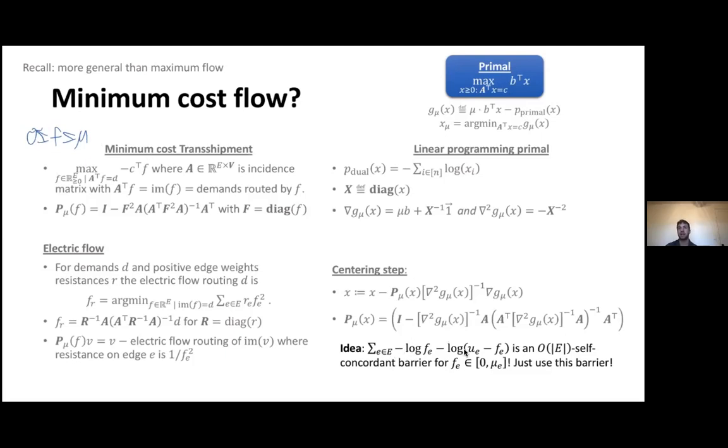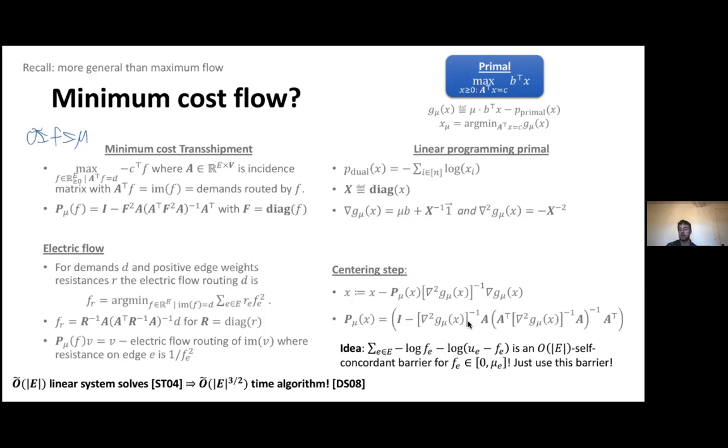So you could run the same method, just replacing the barrier with this barrier function. Essentially, the same analysis would apply. So you need the dual version of everything that I said that handles the linear constraints. And this is an O of E self-concordant barrier, so this would give a root E iteration method. And just as we discussed last time, every iteration of this method is doing a simple gradient operation. It's just looking at 1 over f_e and 1 over (mu_e minus f_e). So computing the gradient and the Hessian of this barrier are easy.